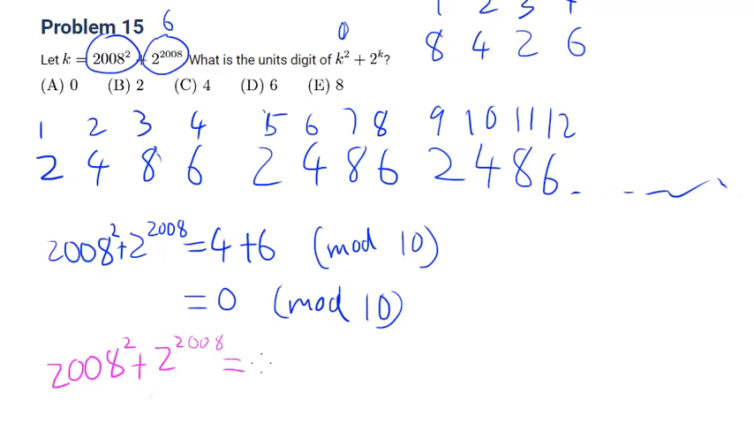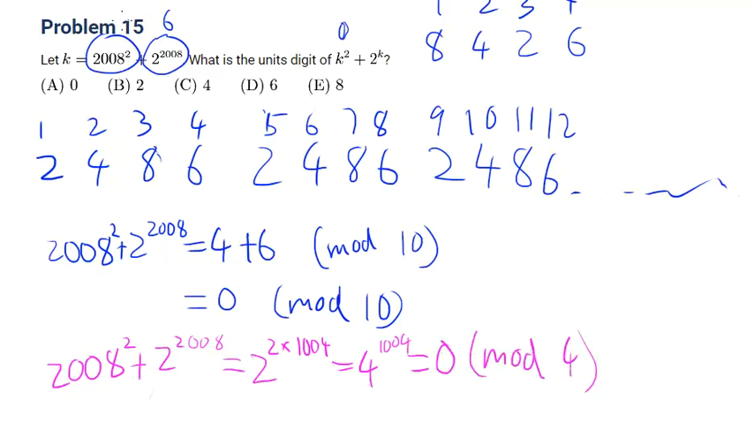Why, you ask? Well, 2008 is a multiple of 4. Actually, it's just a multiple of 2 would do. Let's have 2. Now, 2 squared. You know what that is, right? It's 4. Which is equal to 0 mod 4. So this thing is 0 mod 4.